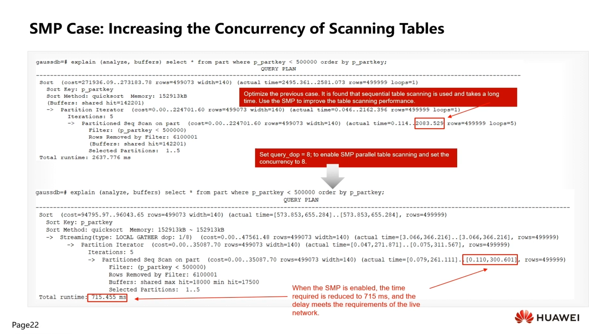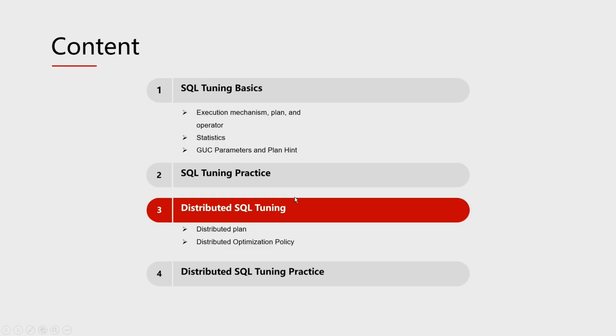Also, this is the previous example. And just in case we want to further optimize the execution time, we could choose to use the SMP features to enable parallel table scanning with a concurrency of 8. So we set query dop to 8, so that the concurrency is 8. And as a result, we have decreased the time further from 2.6 seconds to less than a second.